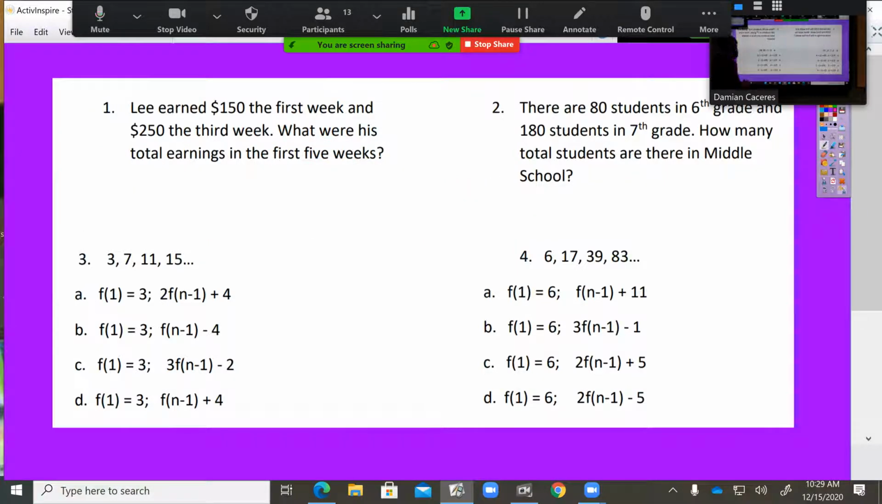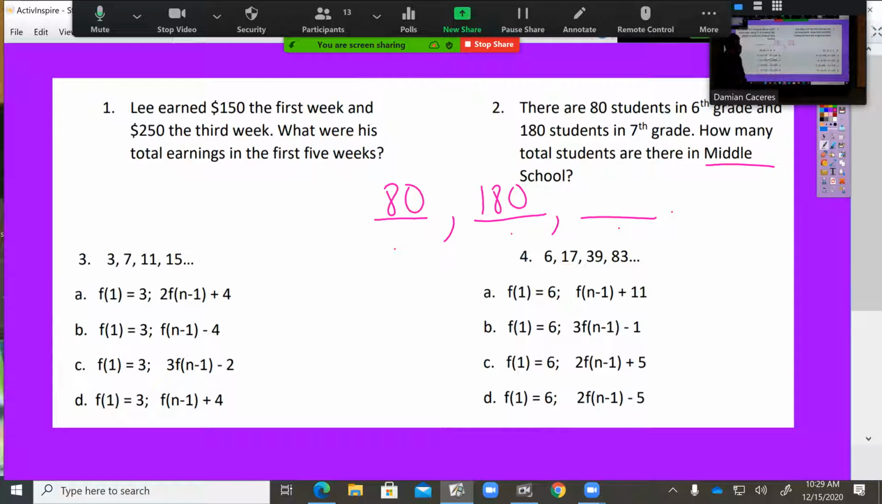Now, for number 2, it's a little bit easier. In this case, they tell us that there are 80 students in 6th grade. And they tell us that there's 180 students in 7th grade. Now the question says, what is the total in middle school? Middle school has 3 grade levels, 6th, 7th, and 8th grade. So all we need to do is follow the pattern and fill in the missing number for 8th grade.